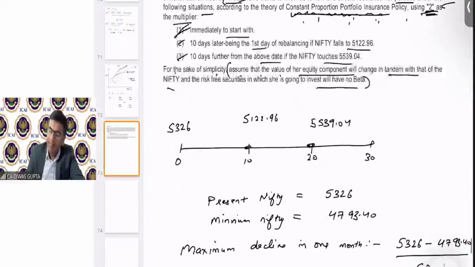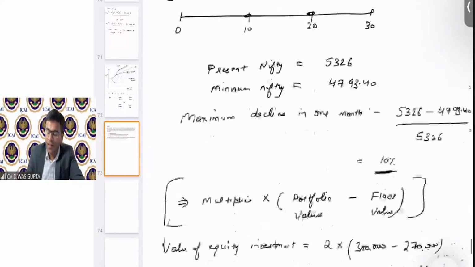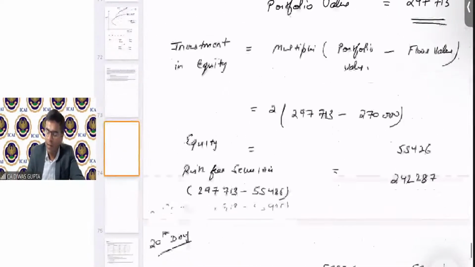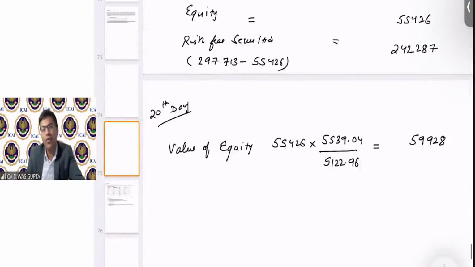So in a way, whatever equity she is investing in will move in the same direction in which Nifty is moving, and risk-free securities will have no beta. Now, to form a portfolio, we will have to recalculate the equity. Because if you continue with the 60,000 equity from day 1 to 10th and 10th to 20th, then the constant proportion portfolio insurance, CPPI, equation will not be maintained.